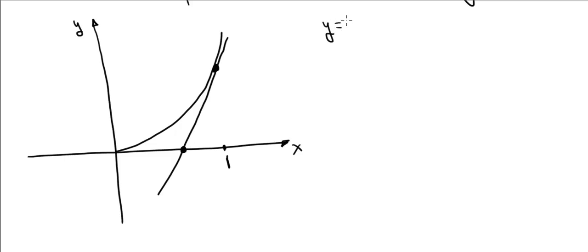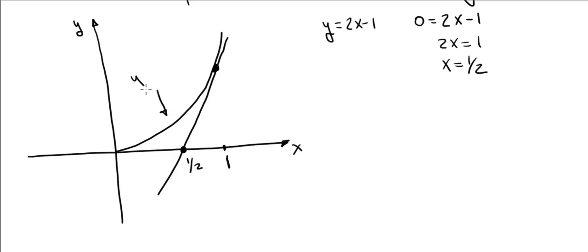The line is 2x minus 1. We put in 0 for y, which gives us 0 equals 2x minus 1, so 2x equals 1, and x equals 1/2. So this is the point 1/2. That's the parabola y equals x squared, and that's the line y equals 2x minus 1. If we're going to integrate with respect to x, we're going to need two integrals, one for part 1 of the region and one for part 2 of the region.